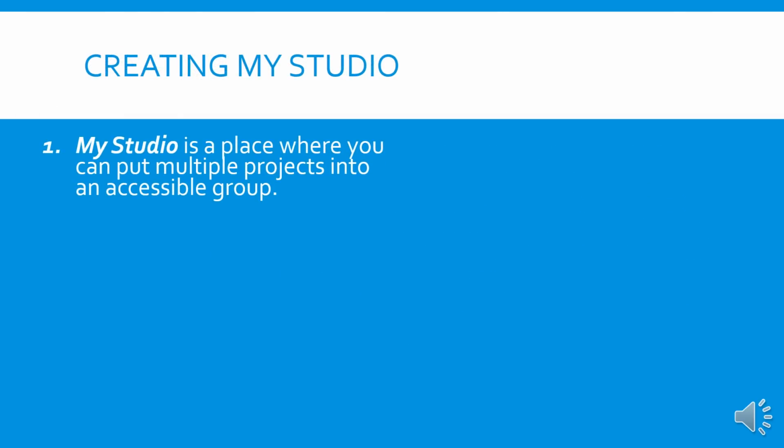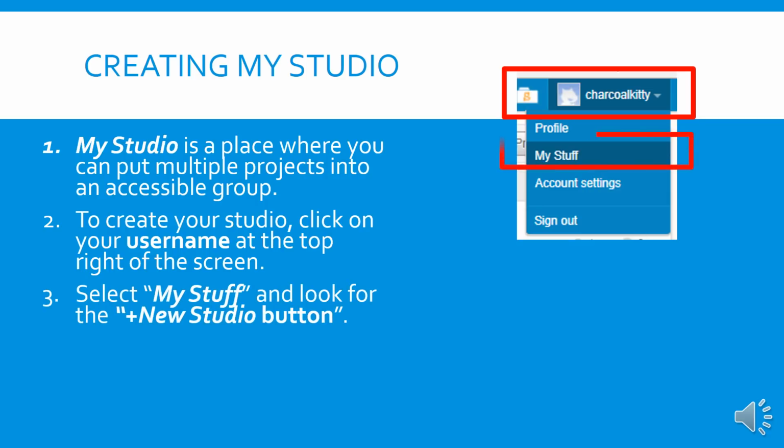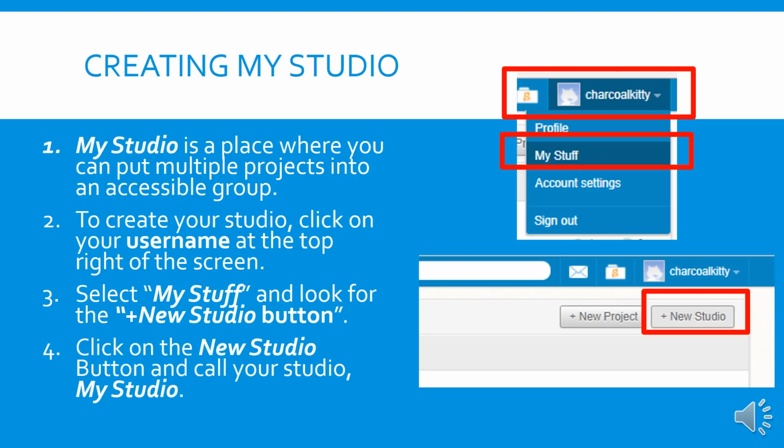Creating My Studio. My Studio is a place where you can put multiple projects that you create into an accessible group. To create your studio, click on your username at the top right of the screen, select My Stuff, and look for the New Studio button on the far right corner. Click on the New Studio button and then call your studio My Studio.